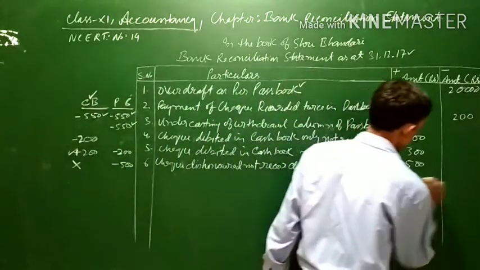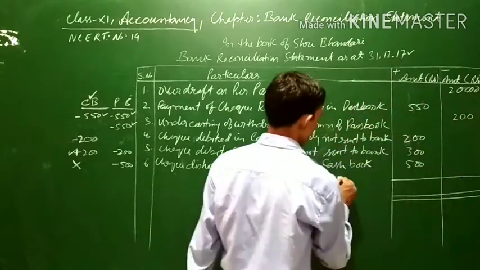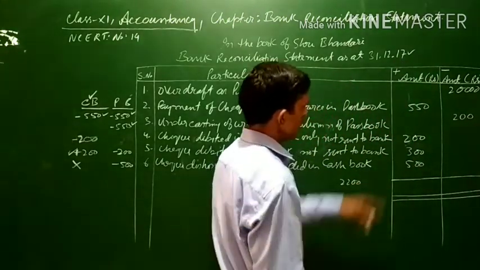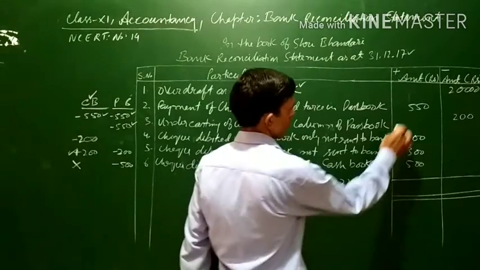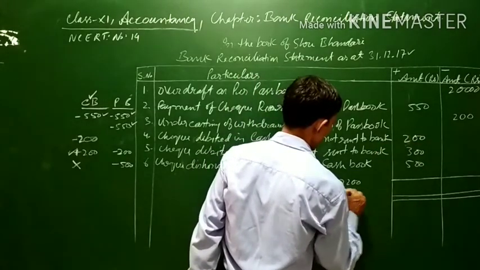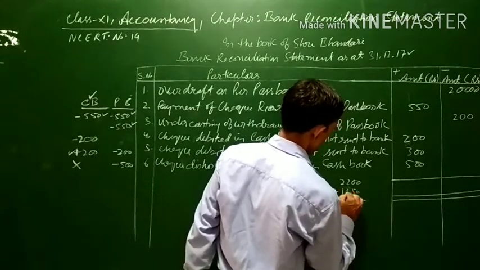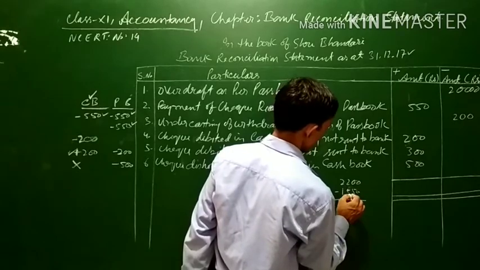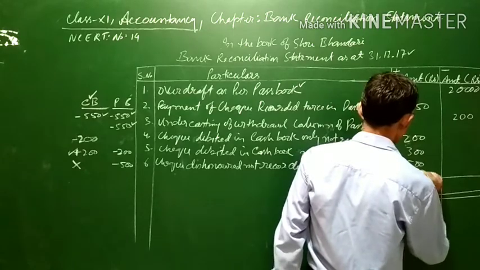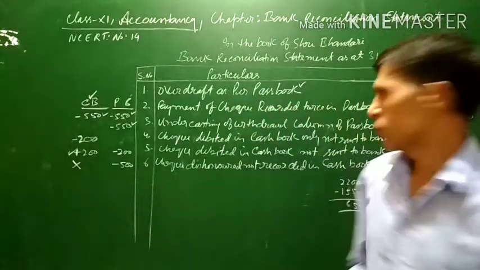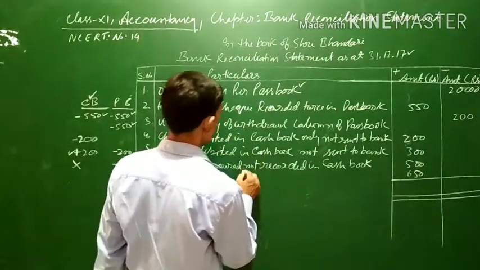Now see, let us find out the balance. The minus column is 2200 and the plus column is 200, 300, 1000, 1550. 11 minus 5, 6. 650 is the balance. 650 will be written in the plus column and it will be shown as overdraft as per cash book.